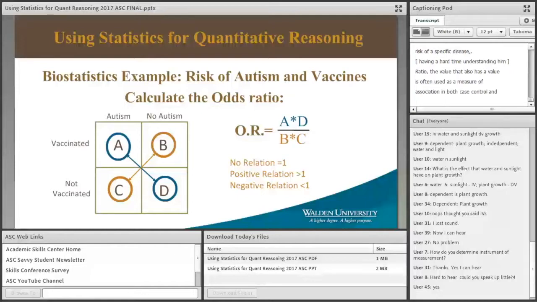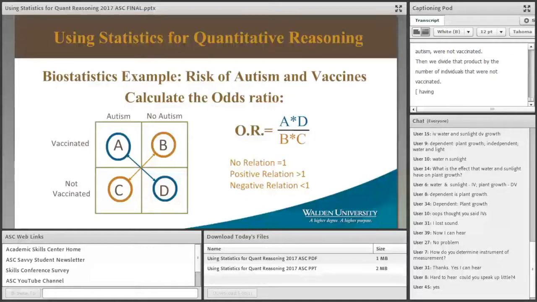So now on the screen we have an example that is considered a classic odds ratio situation. In this case, the purpose of the exercise is to evaluate the relationship between vaccination and the risk of autism to see if there is merit to that relationship. To get this result, we will multiply the number of persons with autism who were vaccinated by the number of persons without autism that were not vaccinated. Then we divide that product by the number of individuals with autism that were not vaccinated multiplied by the number of individuals without autism that were vaccinated.